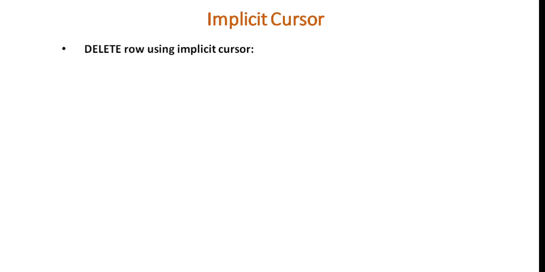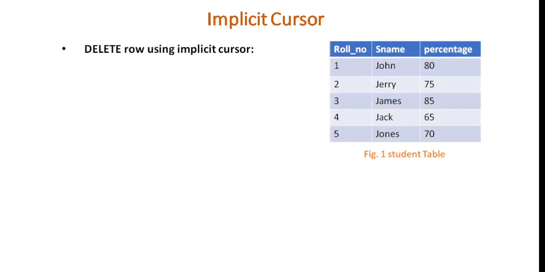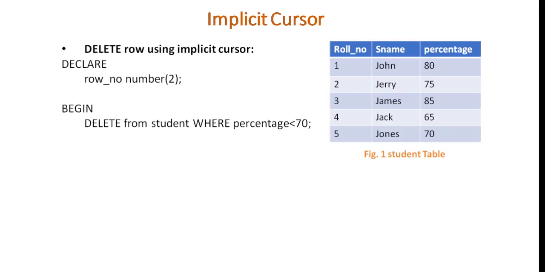Then we have the delete query. Again consider the same table, the student table. In the declare section we have one row number variable, which is of number type. Then in the begin section, instead of insert and update, I have written a delete query: delete from student where percentage less than 70. So I want to delete the data for all those students who have percentage less than 70.